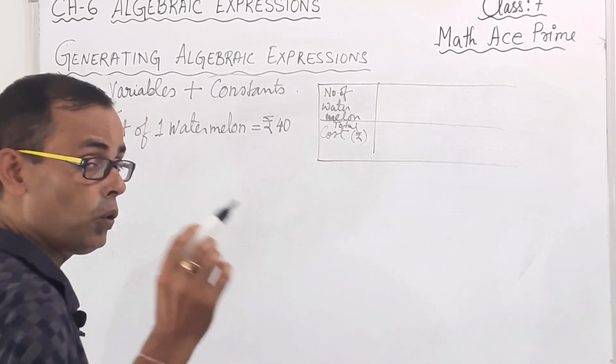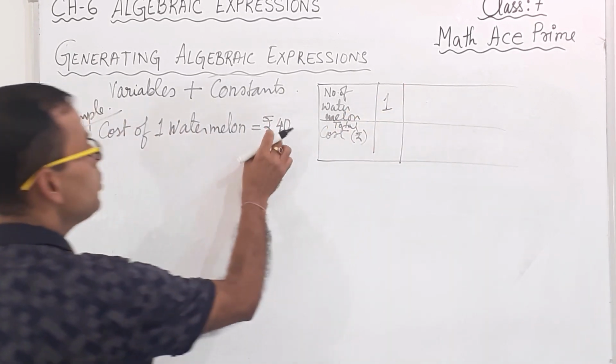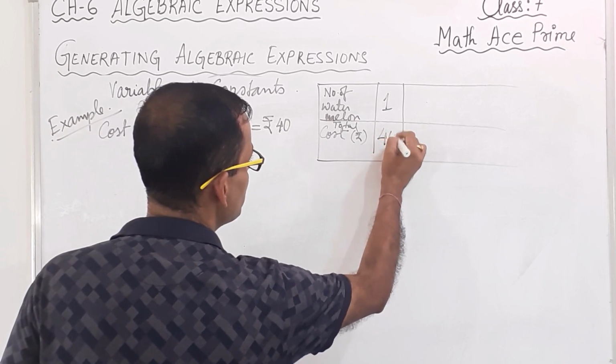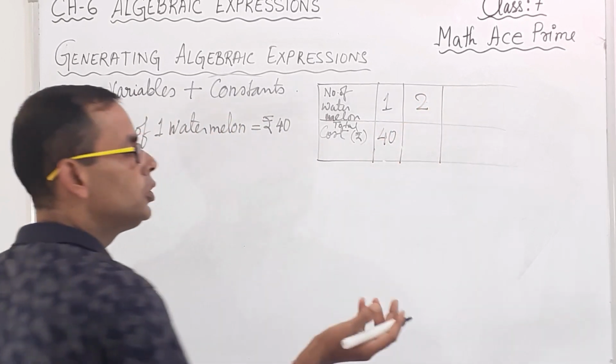Okay, so if I want to buy one watermelon, then I have to pay how many rupees? 40 rupees. Now if I want to buy 2 pieces of watermelon, I have to pay how many rupees? 80 rupees.